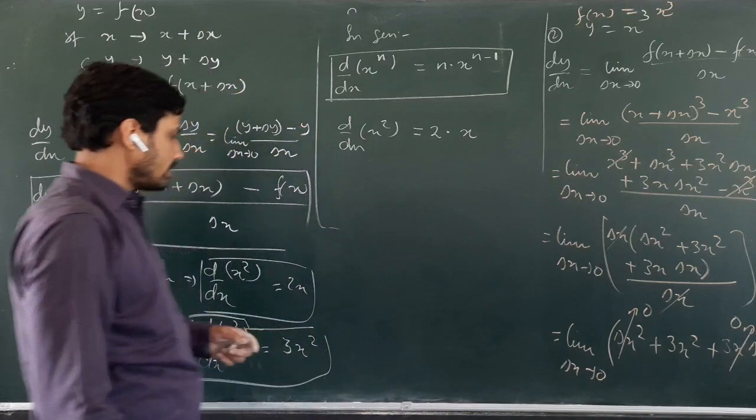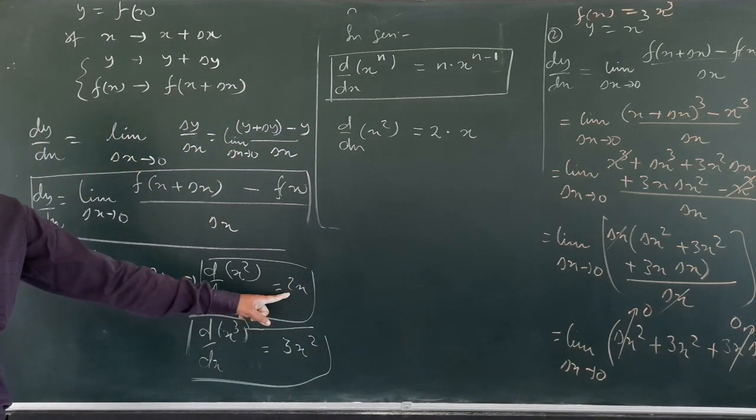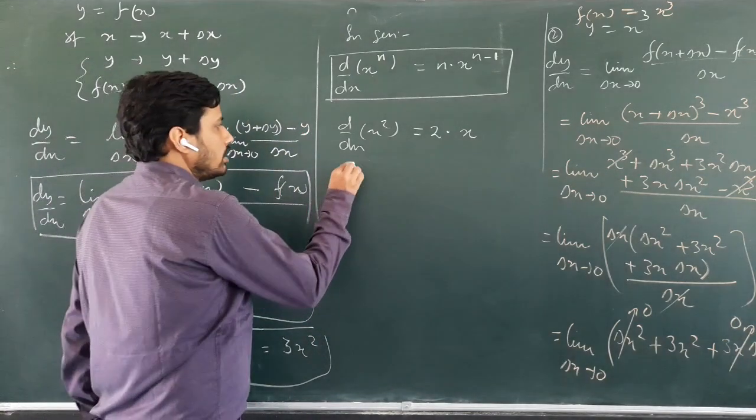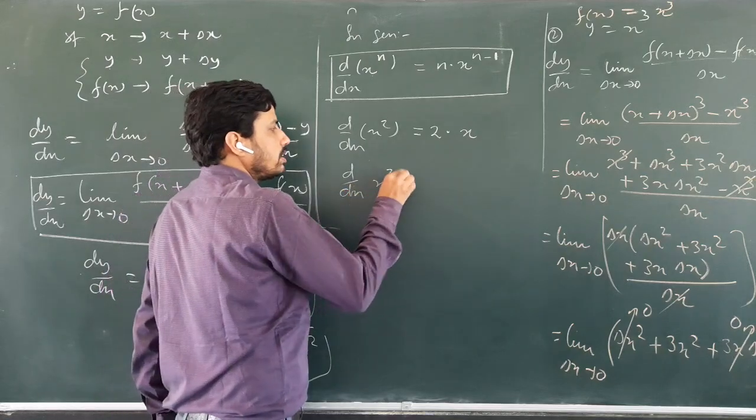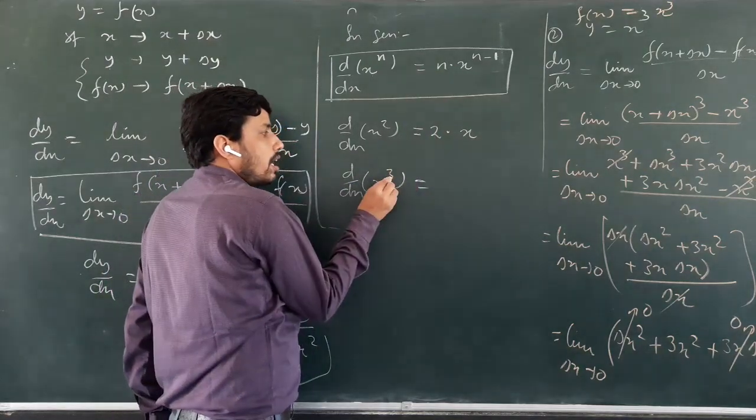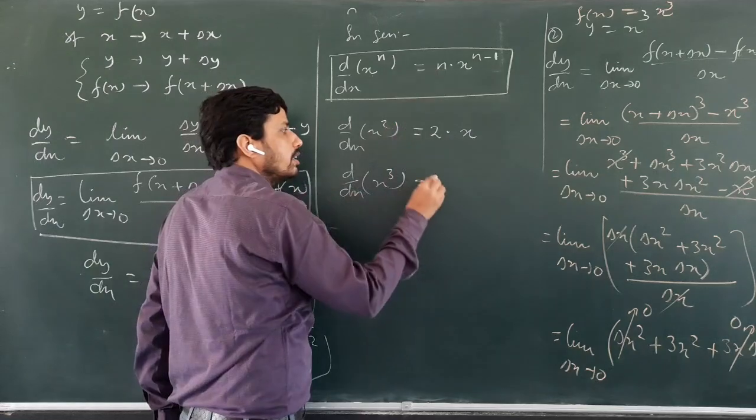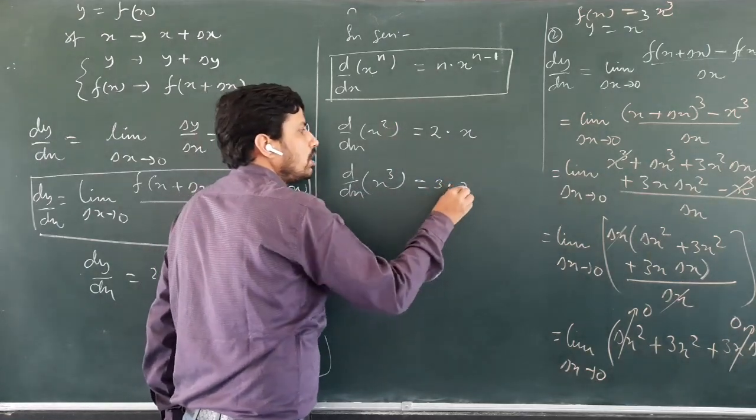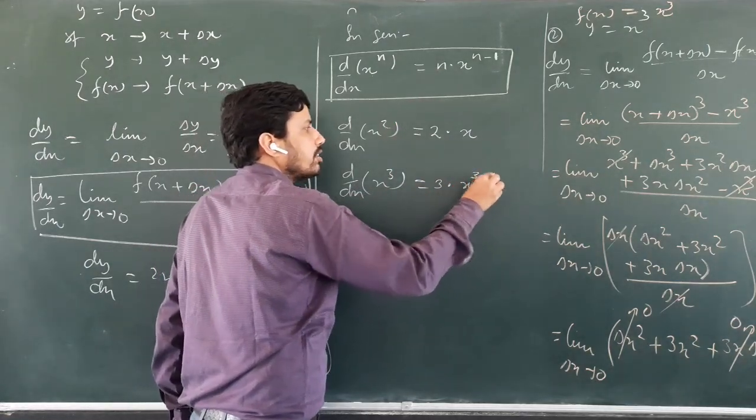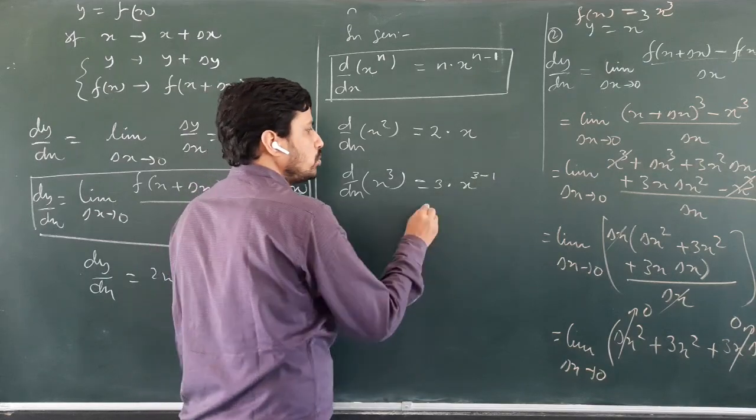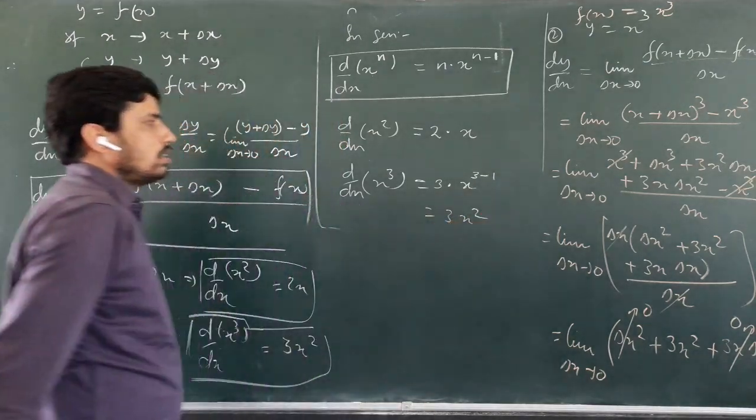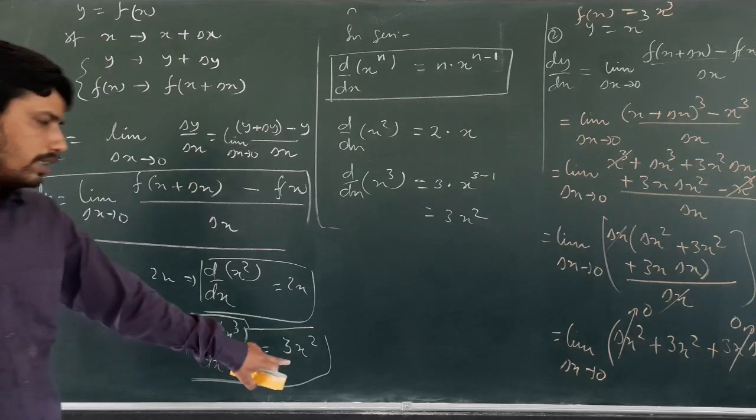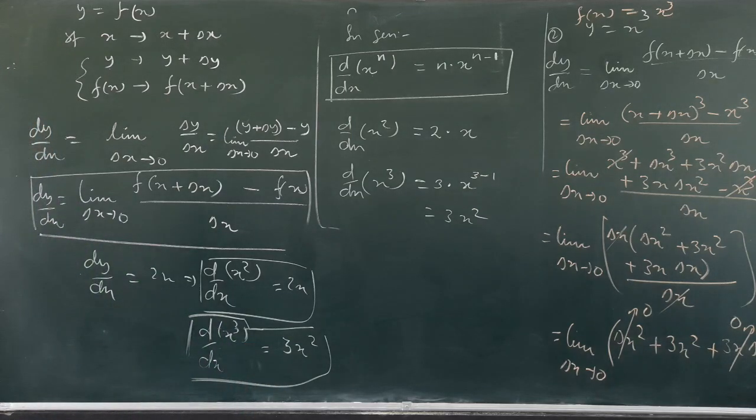So how much do we get? 2x. How much did we get earlier? 2x. Likewise, d by dx of x to the power 3. Use this formula. Our power n is equal to 3. So this becomes 3 into x to the power 3 minus 1. What is 3 minus 1? 2. So we get 3 times x square, which is the same as what we had done earlier.